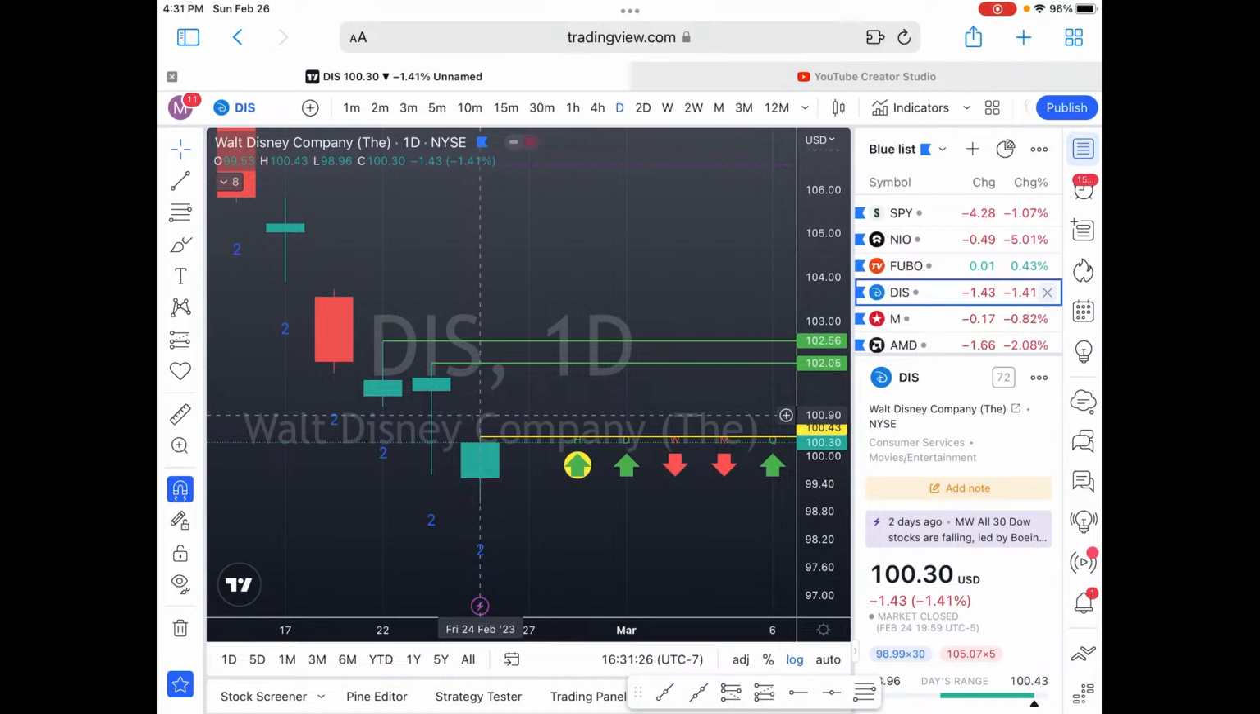Sometimes it does, sometimes it doesn't. It's telling me there's a high probability that it does, but it doesn't always happen that way. Trading is a business of probabilities, okay? And that's exactly what we're looking at here.